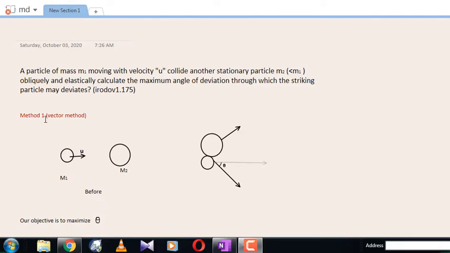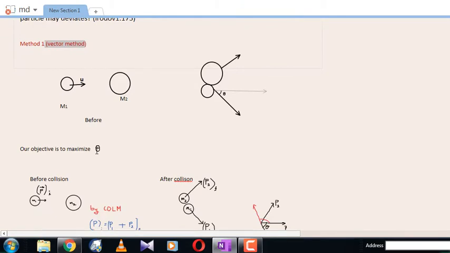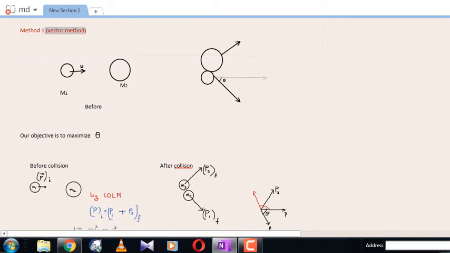The first method is the vector method. I have drawn a very rough diagram of the problem. There is a mass m1 moving with velocity u, and there is m2 which is initially stationary, and after the collision m2 goes here and m1 goes here. Actually m1 is heavier than m2, so don't mind the diagram. Our objective in this problem is to maximize theta. In this first method I'm taking the help of the vector method.